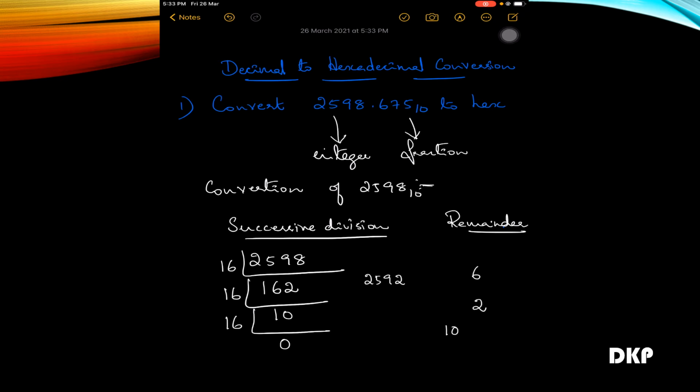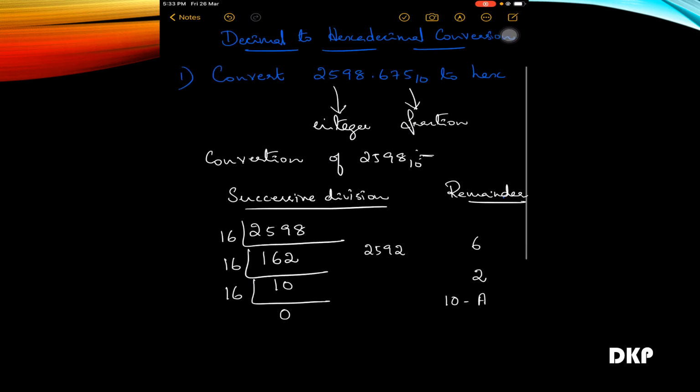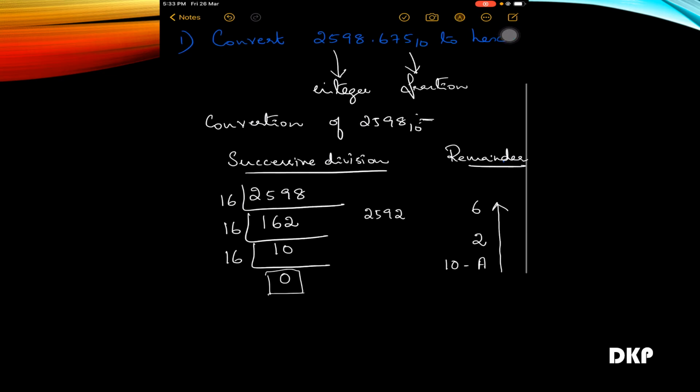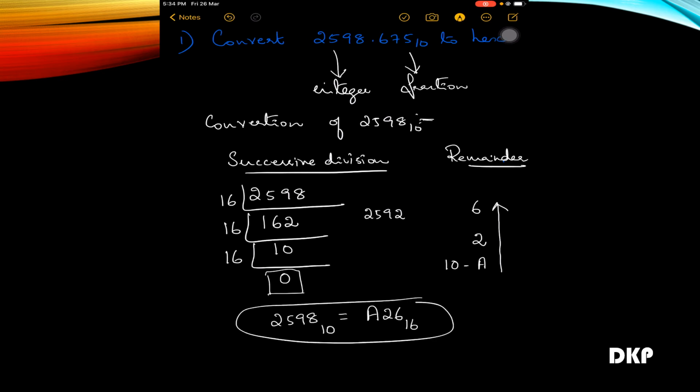You cannot write 10 as it is because this is a hexadecimal number. So A represents 10, so write A instead of 10. You have to do the successive division until the quotient is 0. Here the quotient is 0, so you have to stop here. Now you have to read the remainder from bottom to top, that is A to 6 to the base 16. So the conversion of 2598 to the base 10 is equal to A26 to the base 16. This is the conversion of the integer part.